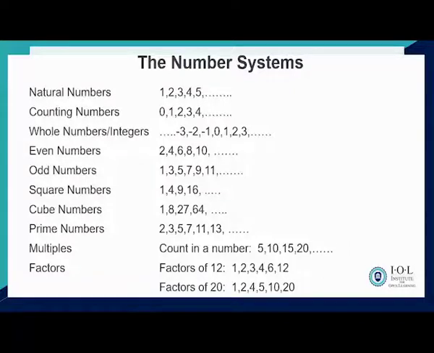Prime numbers, multiples, factors. You need to know these different names and how to get them. There are 2 of them that I do not have here, that you have to go and summarize yourself. Look it up and make sure that you know when you have a rational number and what an irrational number is.